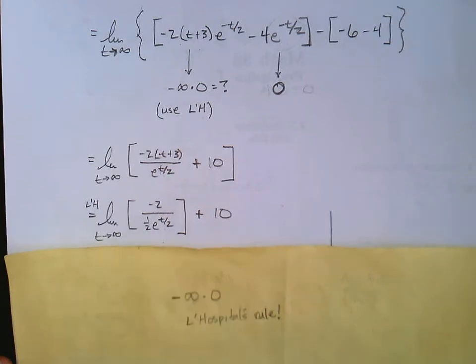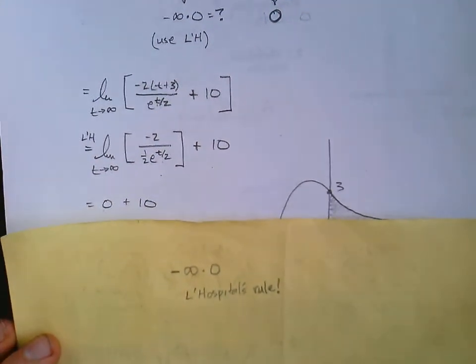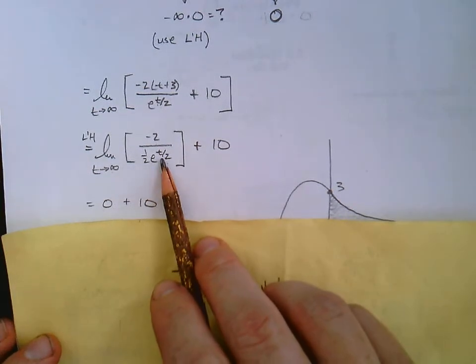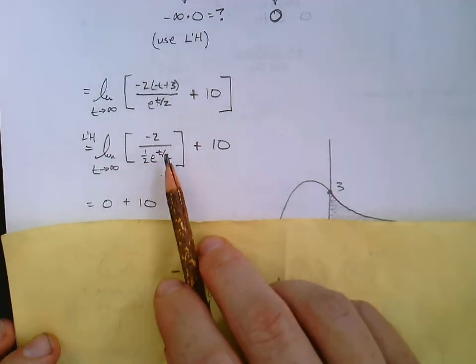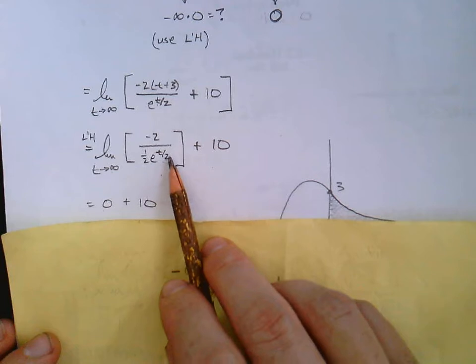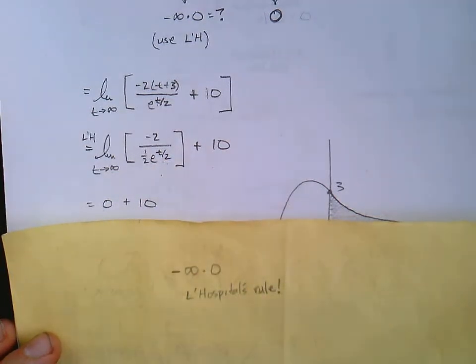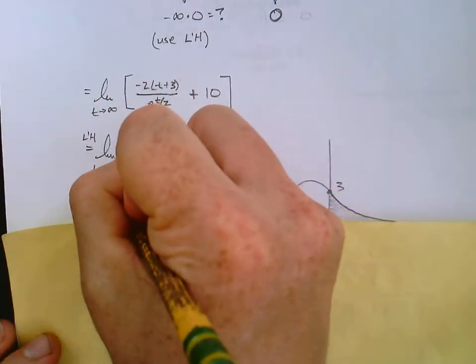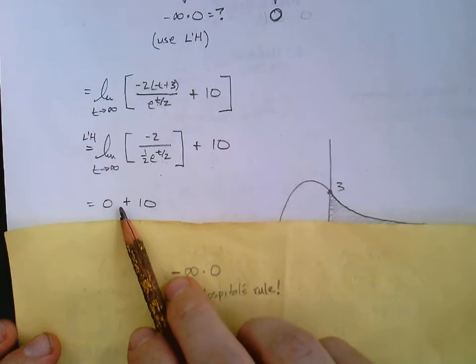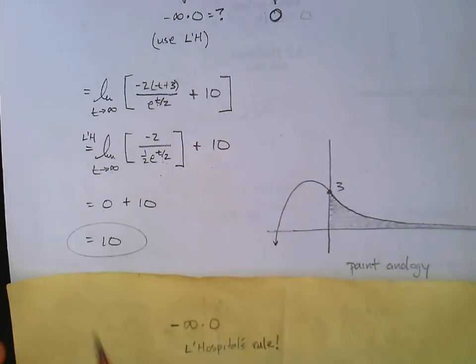Can we plug in the infinity now and get an answer? Yes. When infinity goes in here, we'll have e to the infinity. Well, e to the infinity is infinity, and then times 1/2, still infinity. So we've got infinity in the denominator. Well, if you're dividing something by a value that's getting bigger and bigger and bigger, that whole thing's going to approach 0. So we've got 0 plus 10. So our answer here is 10.